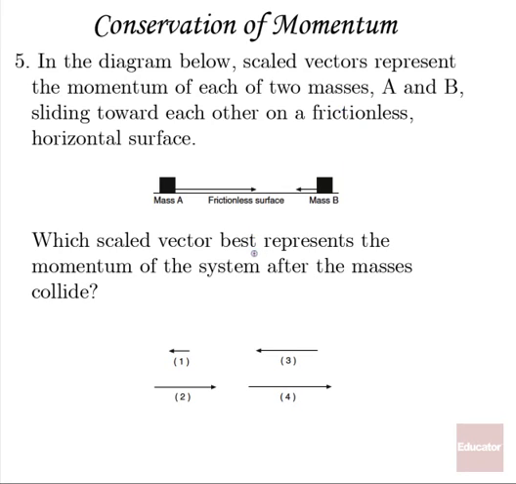Which scaled vector best represents the momentum of the system after the masses collide? Well, by conservation of momentum, you must have the same total momentum at any point unless you have an outside force. So if we have a long momentum vector to the right and a little one to the left, when we add them together, we're going to get something like that. That has to be the same after the collision, so I would say our best answer is whatever that length is minus that little length, which is going to be answer 2.